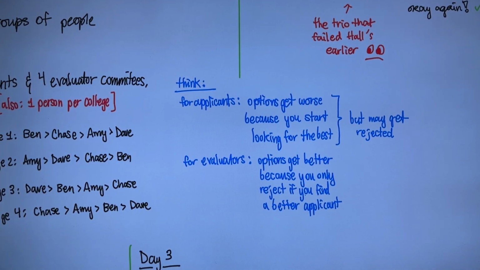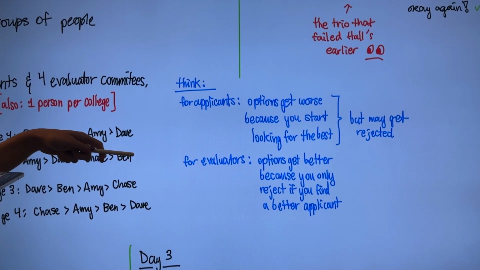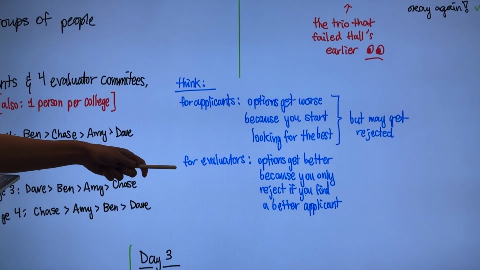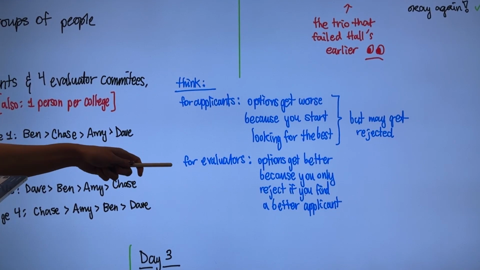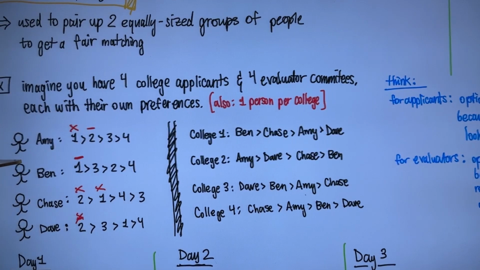Meanwhile, for the evaluator, the applicant committee, right, the college committee, their options are only going to get better over time because they only reject people if they find someone better than that person that gets rejected. So that's an important concept for this example.